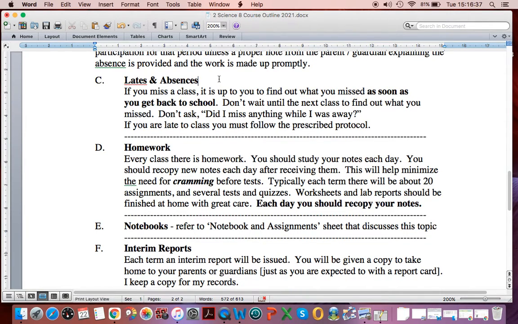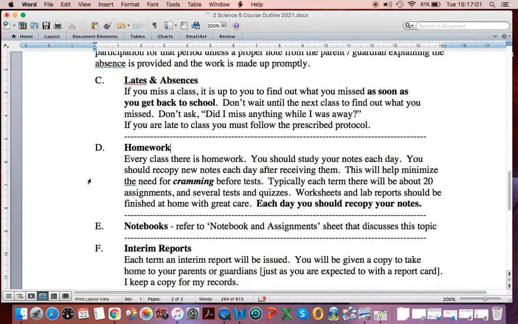Avoid being late to class. If you are late, make sure you check in at the office so you know that you're here, and avoid absences. If you know you're going to be away, let me know ahead of time. If you are surprised by being away, you take ill, then I expect a note from your parent or guardian, or they can send an email directly to me explaining your absence.